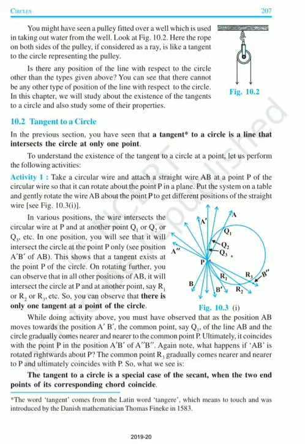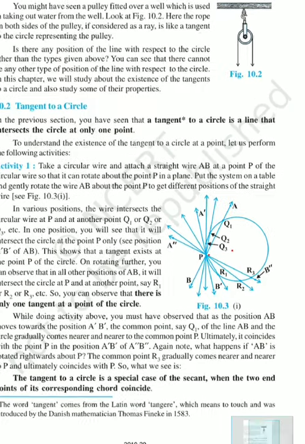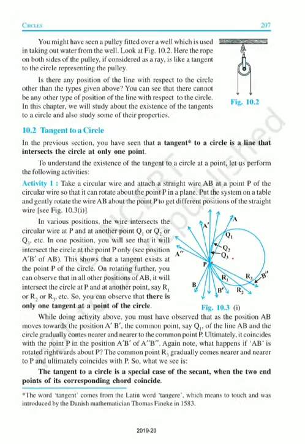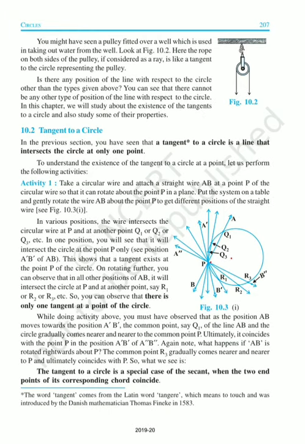In this activity, they want to show you that the tangent will meet the circle at only one point. If we are clear in this concept, it means you are already half done. See, while doing this activity above, you must have observed that as the position of AB moves towards the position of A dash B dash, the common point, say Q1, of the line AB and the circle gradually comes nearer and nearer to the point P.